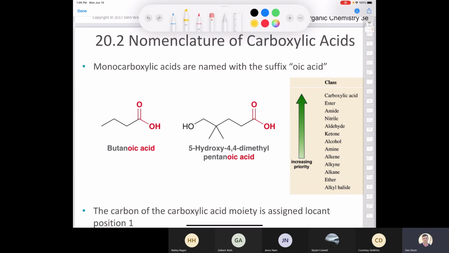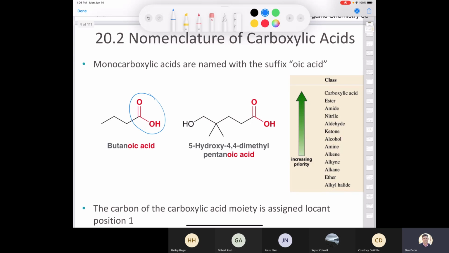Okay, so monocarboxylic acids, meaning a carboxylic acid with only one carboxyl group in it, which is most of what we're going to look at in this chapter, are named with the suffix oic acid. So if you have one carbon in your carboxylic acid like this, a one carbon alkane would be methane. So this would be methanoic acid, because we change the suffix from e and replace it with oic acid. So we have methanoic acid, ethanoic acid, propanoic acid, butanoic acid, pentanoic acid, hexanoic, octanoic, nonanoic, and decanoic acid, and so on and so forth.